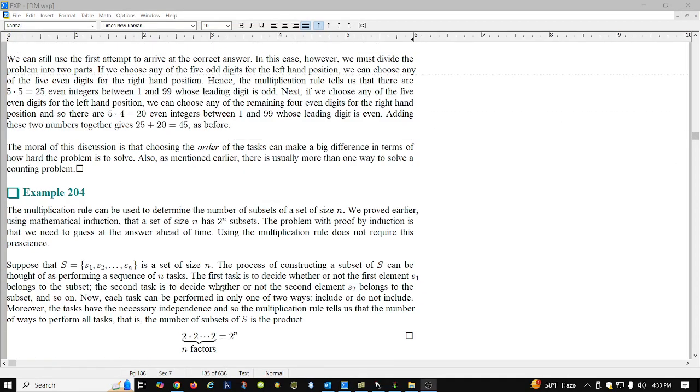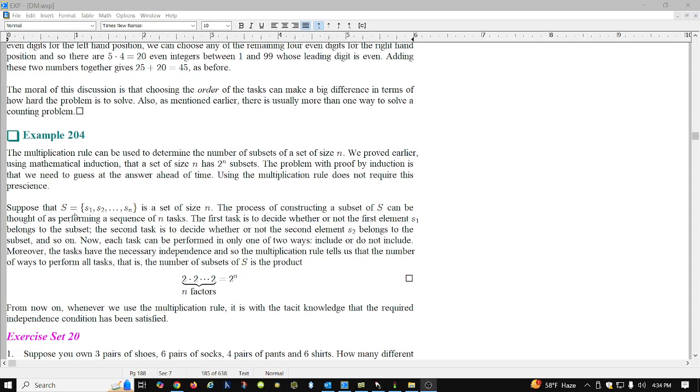The multiplication rule can be used to determine the number of subsets of a set of size n. We've already done that using mathematical induction. We know that a set of size n has 2 to the n subsets. The problem with proof by induction is that we already needed to guess the answer. Induction doesn't give us an answer. It proves that our conjecture is true or not. So we need the conjecture first. But if we use the multiplication rule, we don't need to make any guesses.